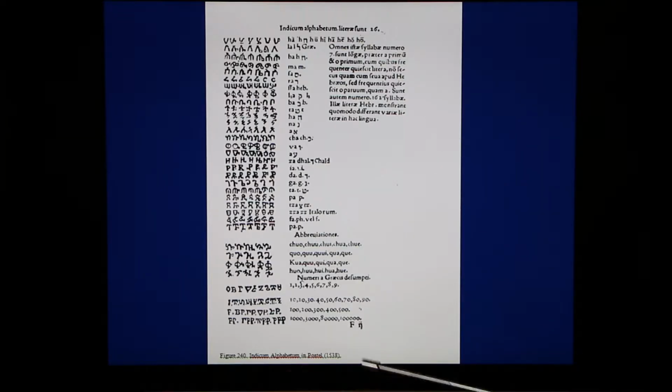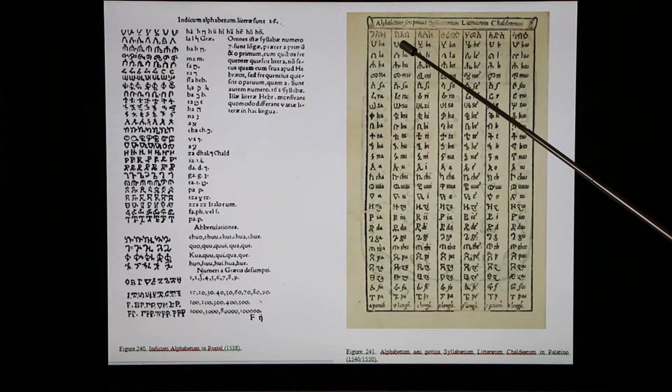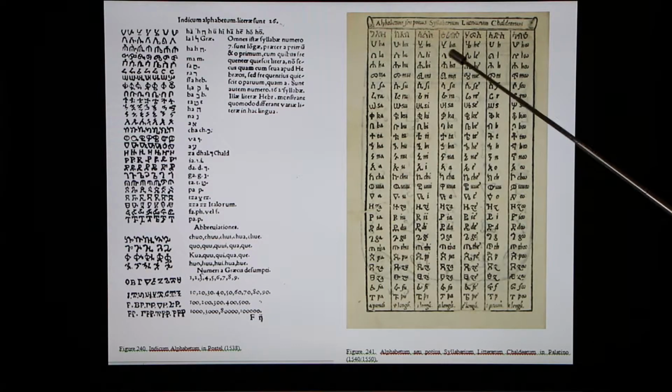We are in an alphabet published by Mr. Postel, Guillaume Postel, in 1538. It's not normally shown in the modern versions. Now, here is the Alphabetum seu potius syllabarium literarum Chaldearum. So, an alphabet, or rather, a syllable of letters of the Chaldeans.